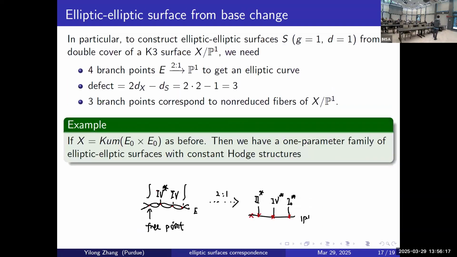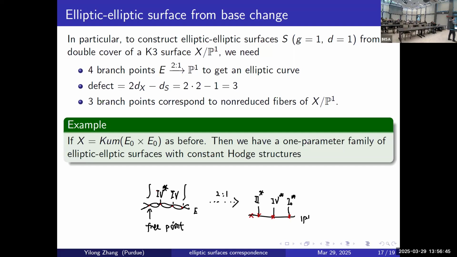And in the other case, in our application, we only look at double covers. So it means that you want to take a double cover, and the branch has some non-reduced fibers. And every time you do this, you get a defect by one. Okay, so now our purpose is to construct an elliptic surface from a double cover of K3, similar to what Shioda-Inose does.